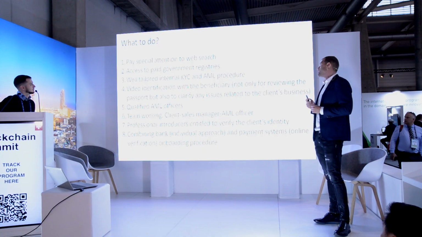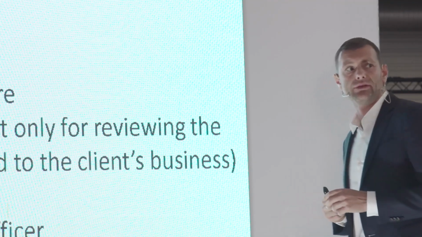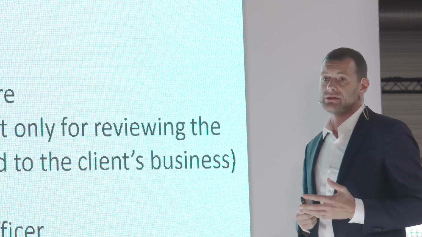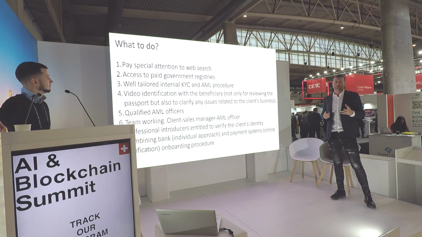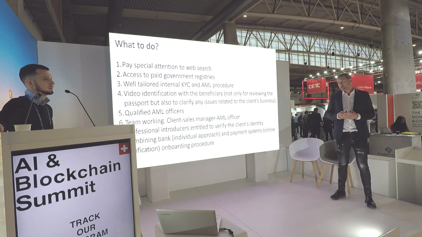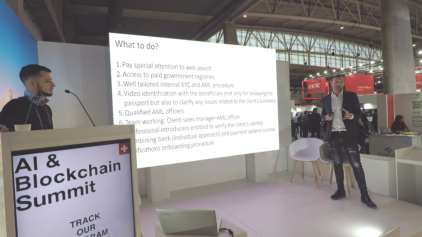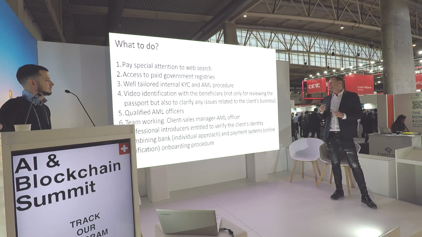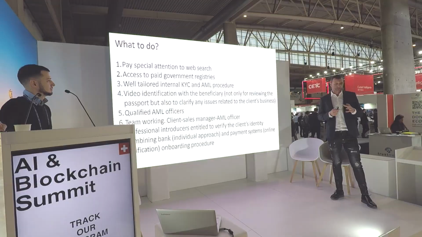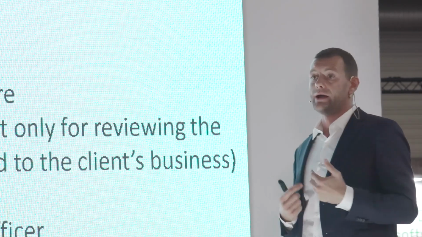Officers should pay special attention to web search. They have to be more educated in how to search via Google, because it's still the most popular and very effective way to find any kind of information about the owners of the company, directors, and so on. Banks and compliance teams have to have access to paid government registries. Of course, an internal, very good, well-tailored KYC and ML procedure, like a manual for the video identification with the beneficiary. The sense of that video is not just to show your passport in front of your face and to see that it's me.